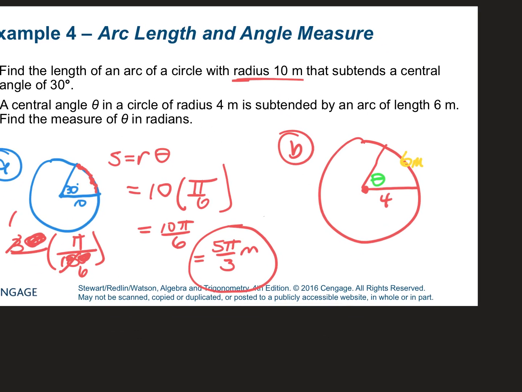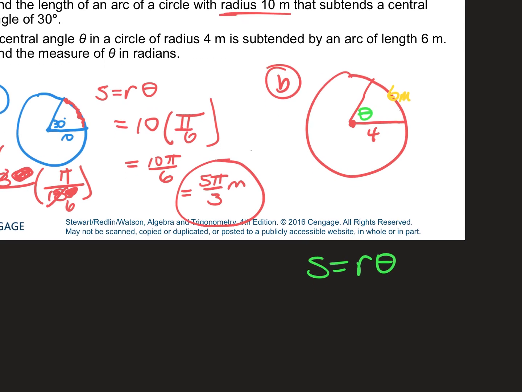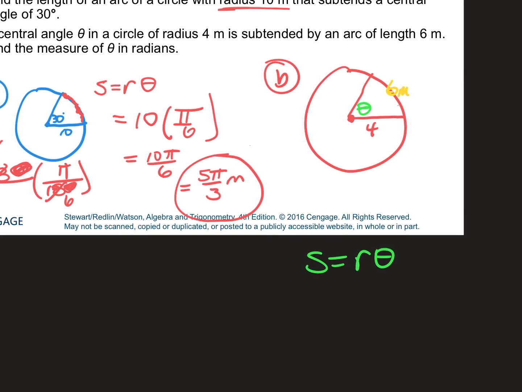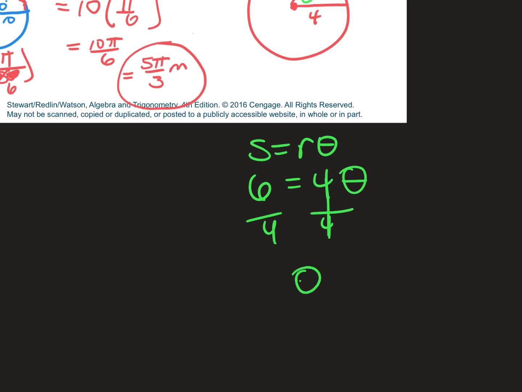It's the same formula, guys. I'm still going to use S equals R times theta. I just got to fill in what I know. What is S in this case? 6. Good. What is R? 4. And I don't know what theta is, right? So how would I solve this? I'm going to divide both sides by 4. So theta equals... What's theta equal? No, 3 over 2. There you go.